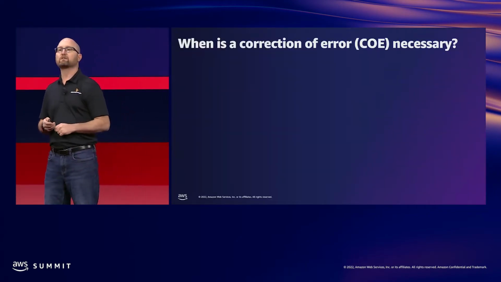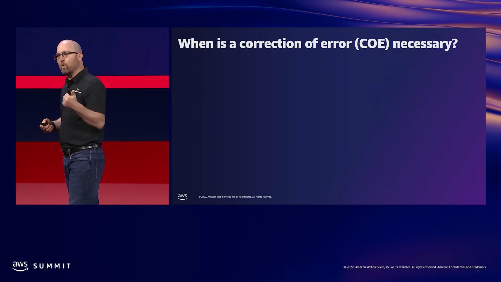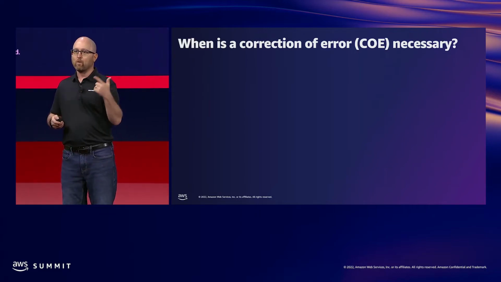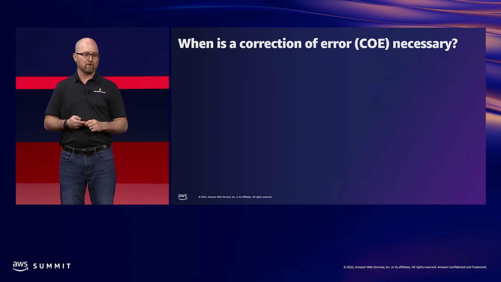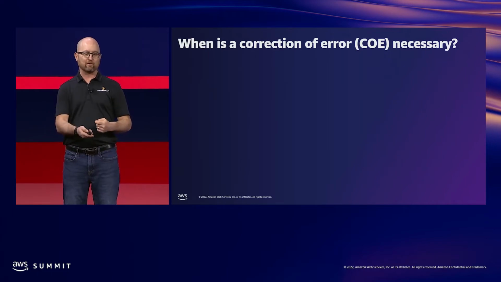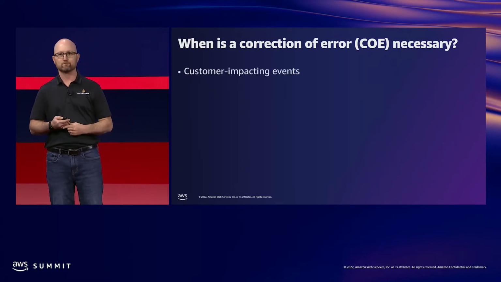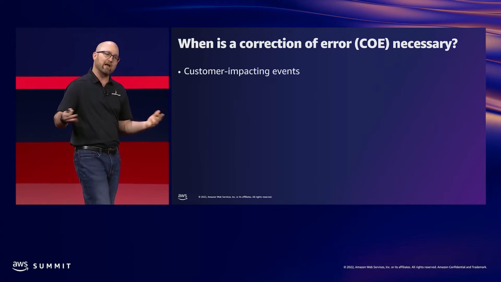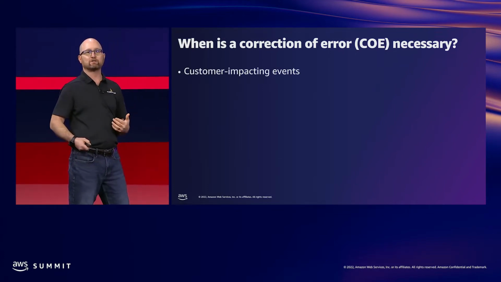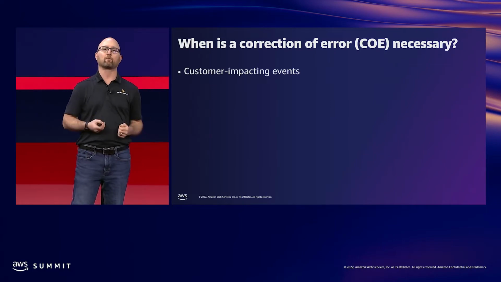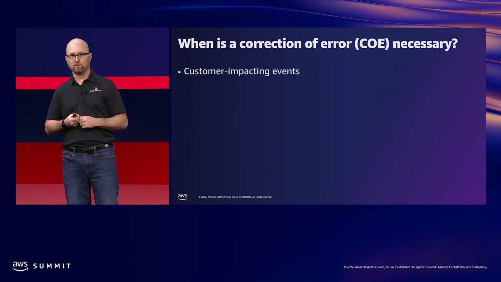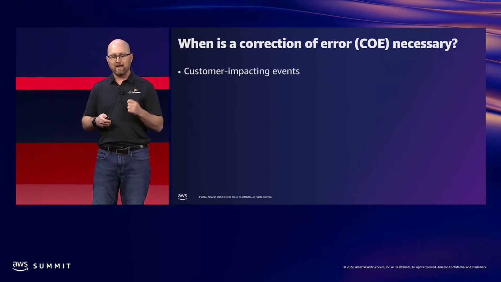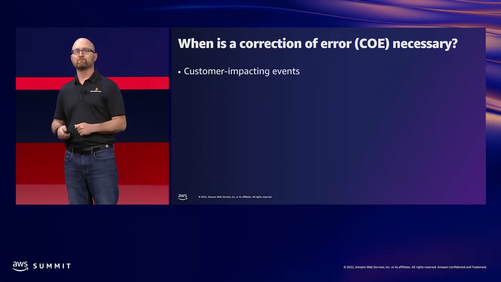So when is a correction of error necessary? We talked about what it is and why it's important. We went through what you use, and now we want to talk about when it's necessary. So whenever we have a customer impacting event, right? I mean, that's pretty standard. Anytime you have an outage, you're going to have people going through a process to try to figure out what went wrong. So we want to do that here anytime there's an impacting event.